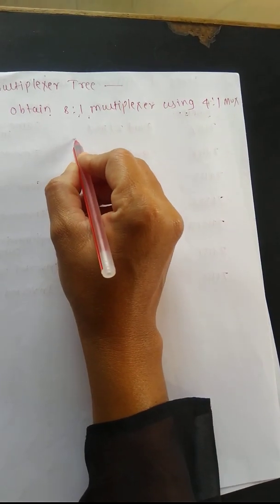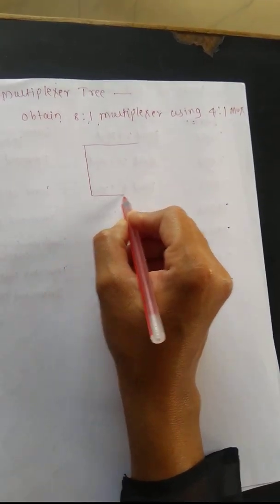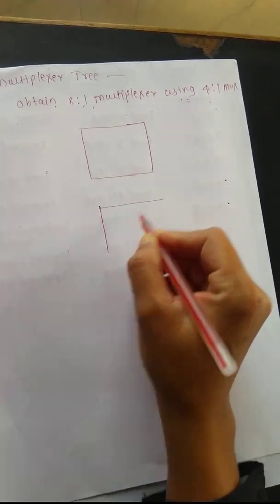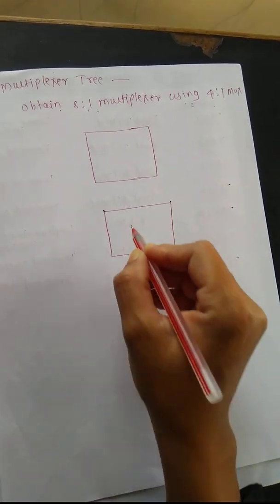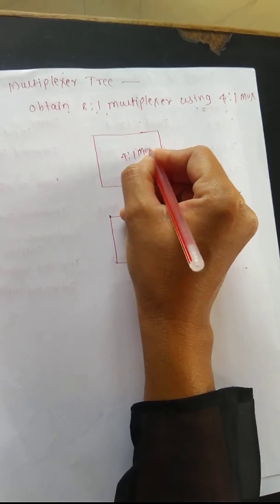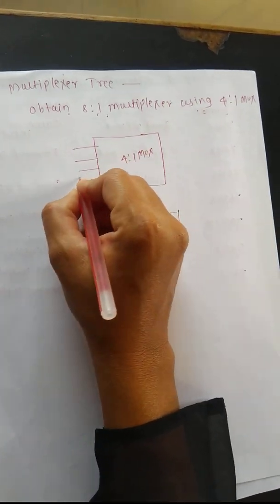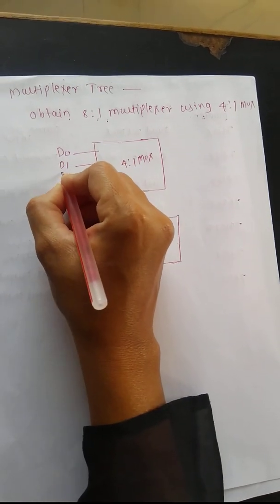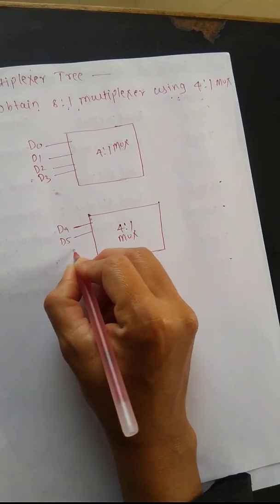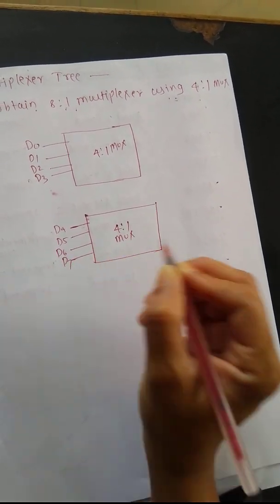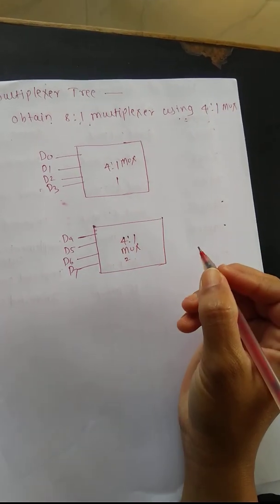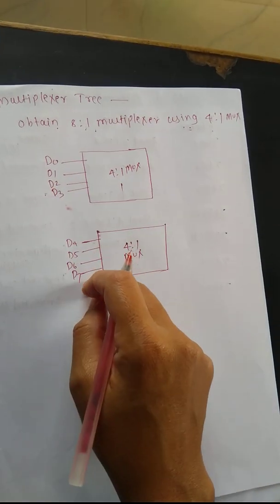First we draw the 4:1 multiplexers. Two 4:1 multiplexers are required. The first multiplexer takes data input lines D0, D1, D2, D3, and the next takes D4, D5, D6, D7. This is the first requirement: first 4:1 multiplexer, second 4:1 multiplexer, then 8 data input lines.